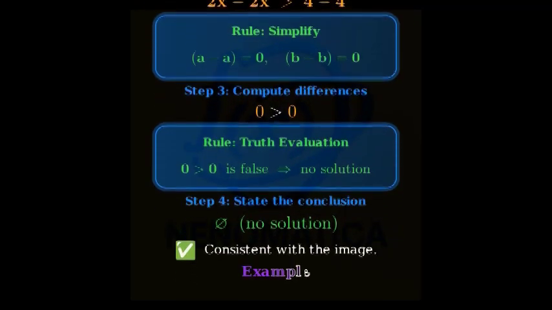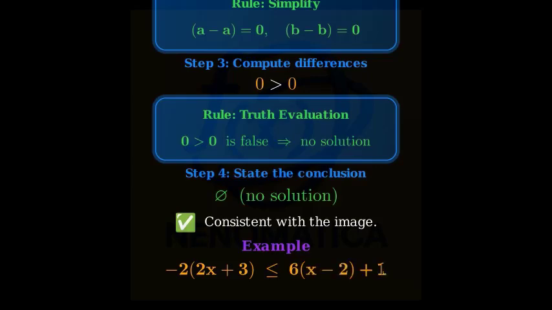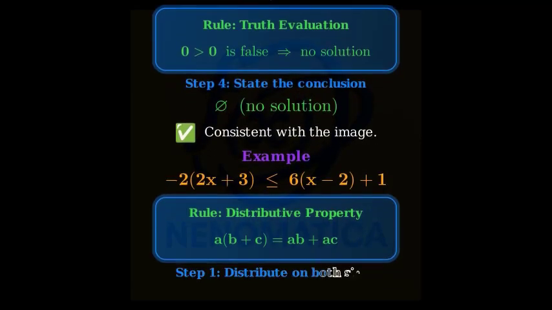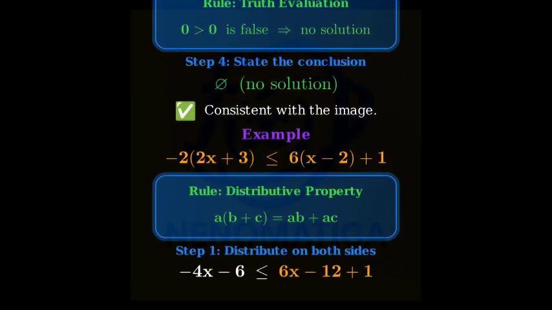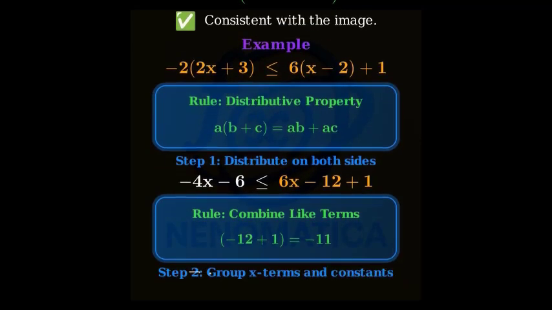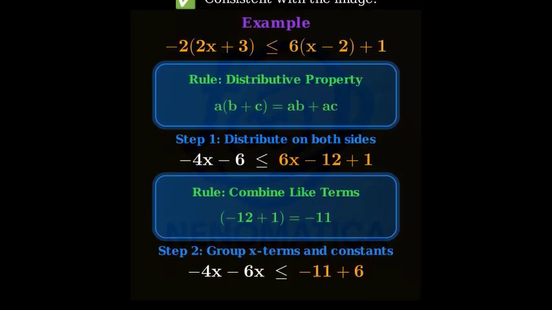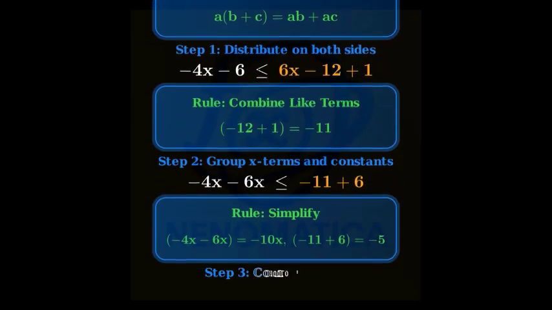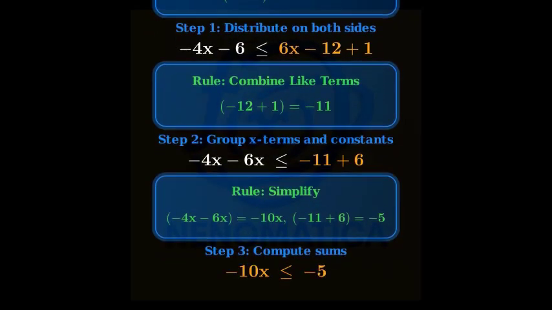Now, we process the second exercise from the image in the same structured way. Step 1. Distribute -2 on the left and 6 on the right, matching the image. Step 2. Combine the constants on the right to -11, then move terms to opposite sides to match the exact structure. Step 3. Simplify each side to get -10x less than or equal to -5.